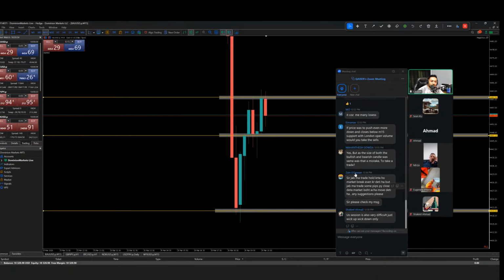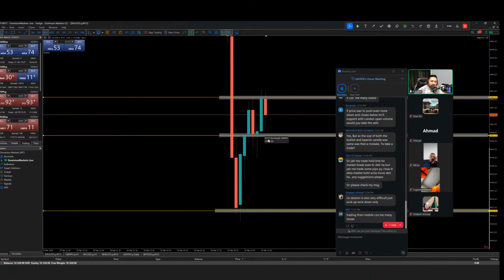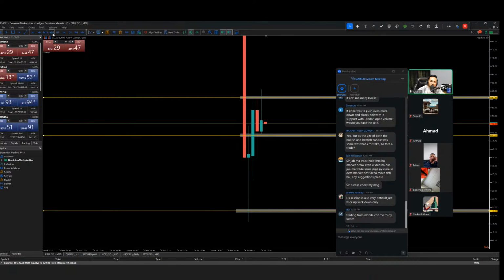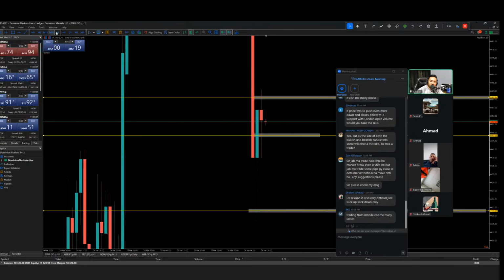As the size of both the bullish and bearish candle was the same, taking a trade was a mistake. Actually, most of the time, if candles close beside each other with the same size, there is a probability that consolidation is starting. That's a sign of consolidation. Mostly I saw that with my experience. It shows some kind of volatility, like a consolidation. Now look at this one, H1 just closed.